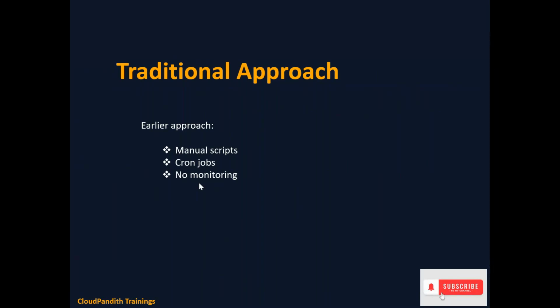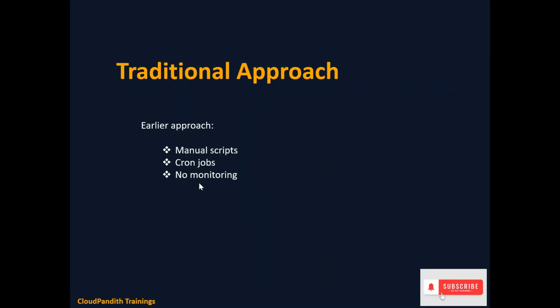Similarly, cron jobs. Cron jobs means these scripts were scheduled using cron jobs. If a job failed, it was often noticed very late. For example, if a job failed overnight, you would check only in the morning. That's a problem with these cron jobs. There was no monitoring, meaning there was no centralized way to monitor failures or job statuses or trigger notifications at that time.